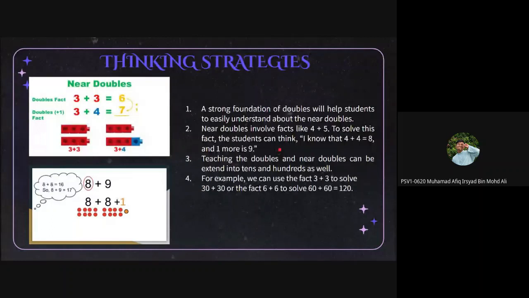we give the example 3 plus 3. So the students already know about the concept of doubles, so they can get the answer, which is 3 plus 3 is equal to 6. But when the question is about 3 plus 4, the student will know that 3 plus 3 is equal to 6, but the question tells about 3 plus 4. So they must add one more for the answer, which is 7. So the student will know that 3 plus 4 is equal to 7. So that's called near doubles.